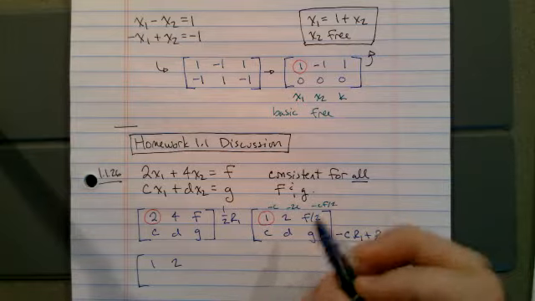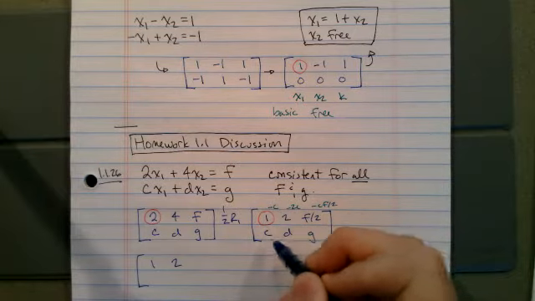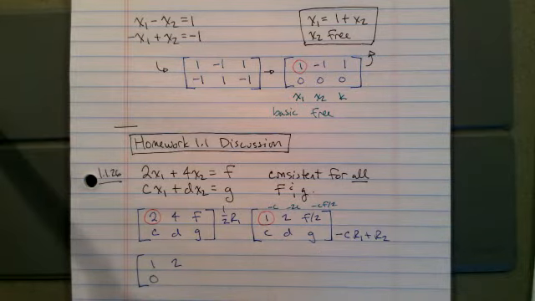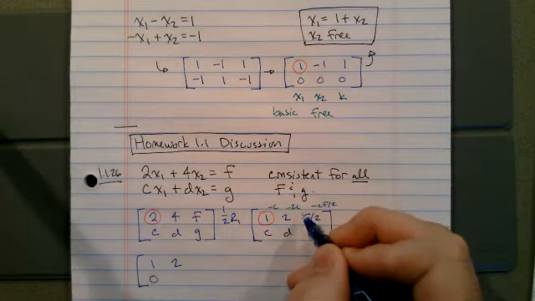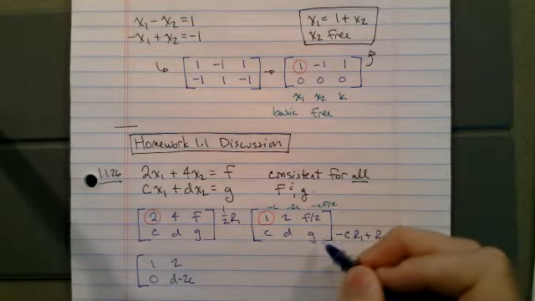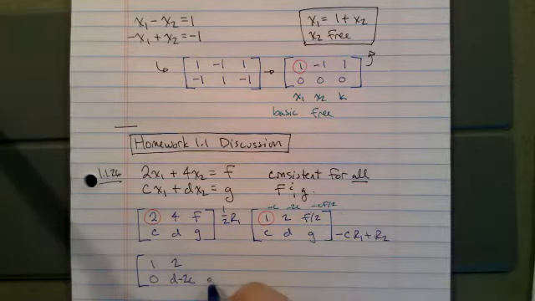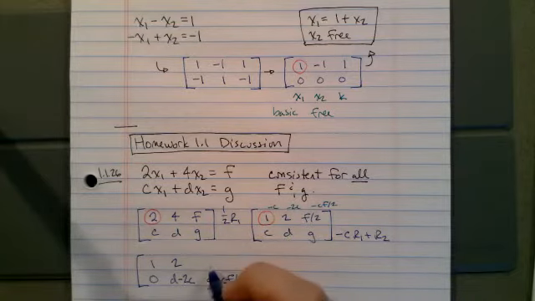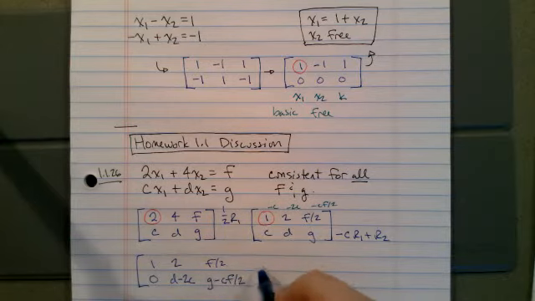My second row becomes negative c plus c, which is 0. That's what I wanted. The next column has d minus 2c. And then the last column will be g minus cf over 2. So the last column will be f over 2, and then g minus cf over 2.